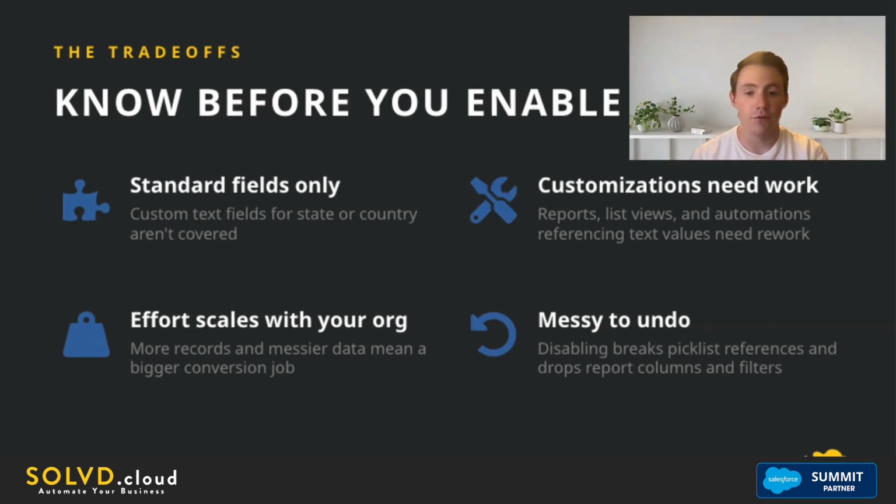Now the trade-offs. First, it only covers standard address fields. Custom text fields for state or country are untouched. Second, customizations need work. Reports, list views, and automations that reference the old text values have to be updated. Third, the effort scales with your org. More records and messier data mean a bigger conversion job. And fourth, while you can disable it later, it's messy. Picklist references break and report columns disappear. Go in planning to keep it.